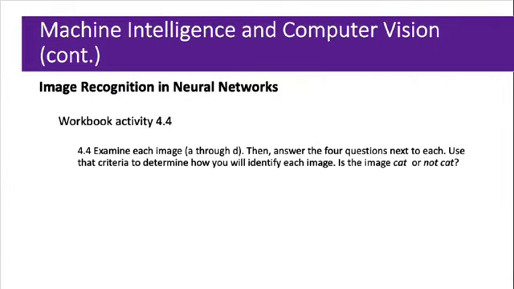Okay, so let's turn to workbook activity 4.4 now. And since you know what a cat is or is not according to the training data, taking on the role of a neural network, utilize the algorithm from workbook activity 4.3 to complete workbook activity 4.4.